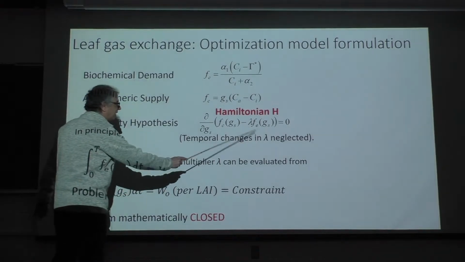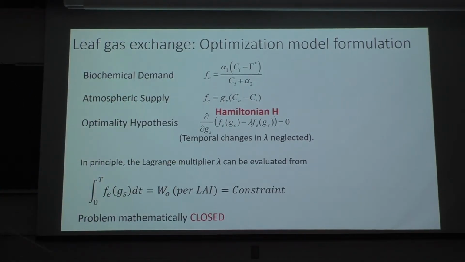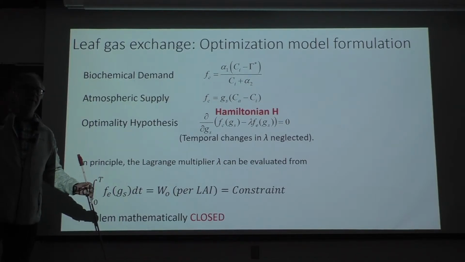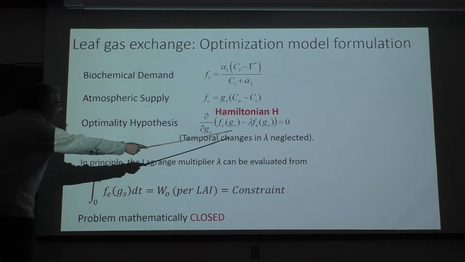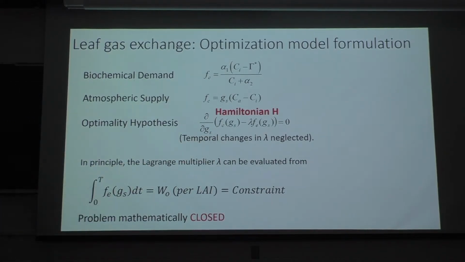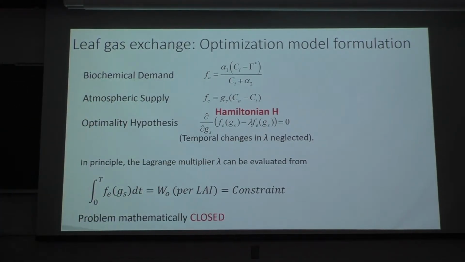In this analysis, the marginal water use efficiency, or the Lagrange multiplier, is really converting the water economy to the carbon economy so that you could operate in the same units. The temporal changes of those are momentarily neglected. I will mention briefly how they can be brought down. And in principle, we should be able to solve for the Lagrange multiplier, lambda, through the constraint. I mean, this is how it was derived in the first place.